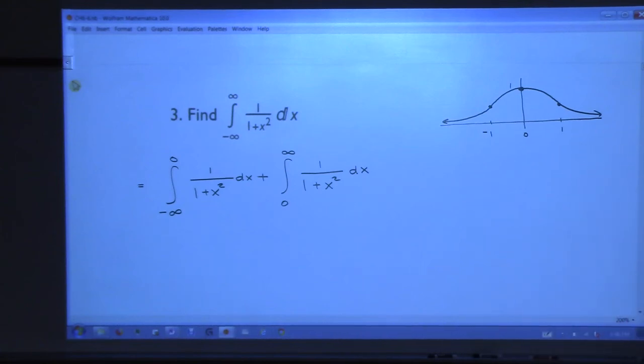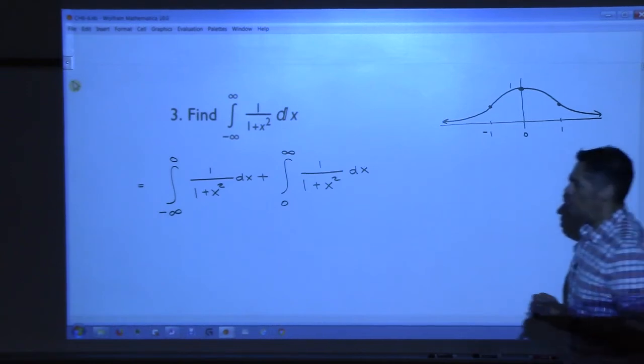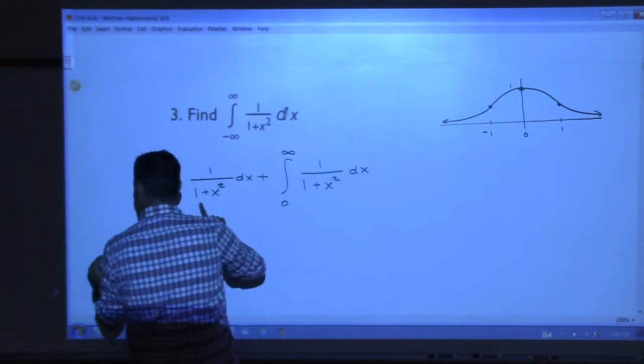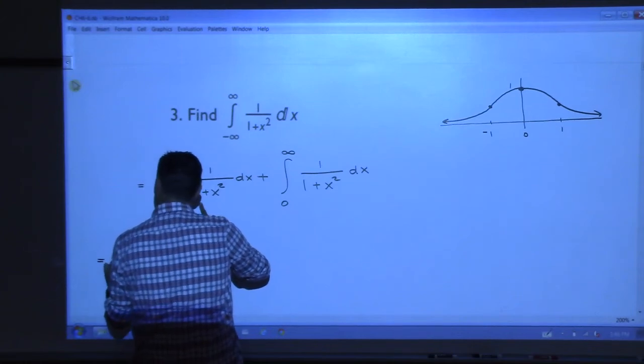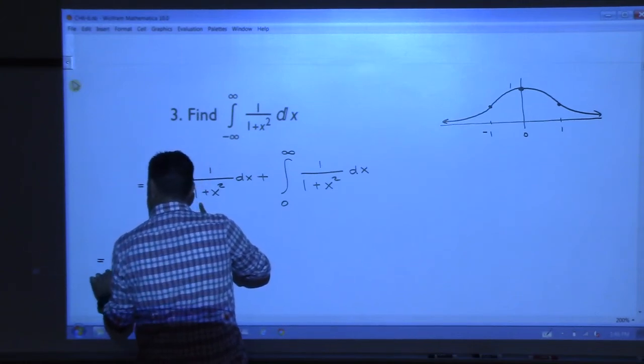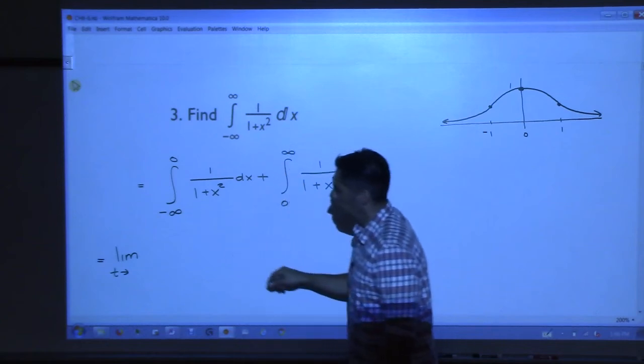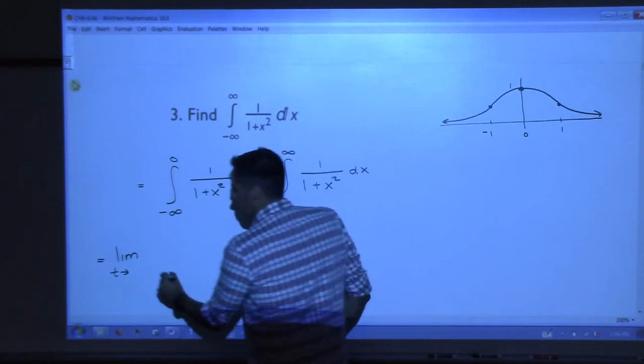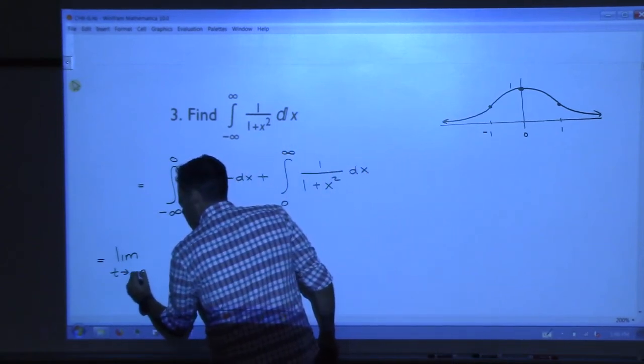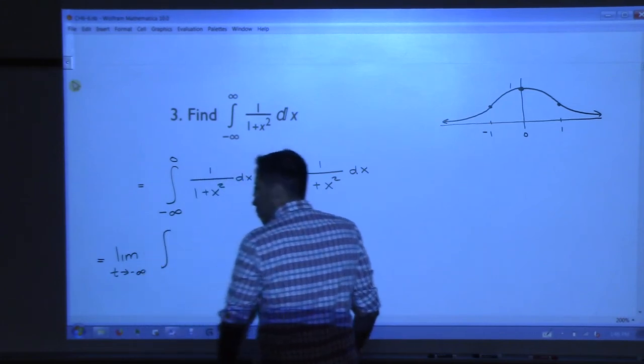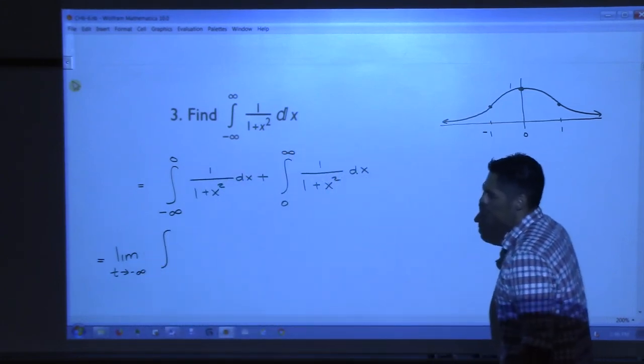And then each of those we have to do with their own limit. So on this first one, I'm going to say limit as t goes where? -infinity. And then my integral is going to go from where to where? T to 0.